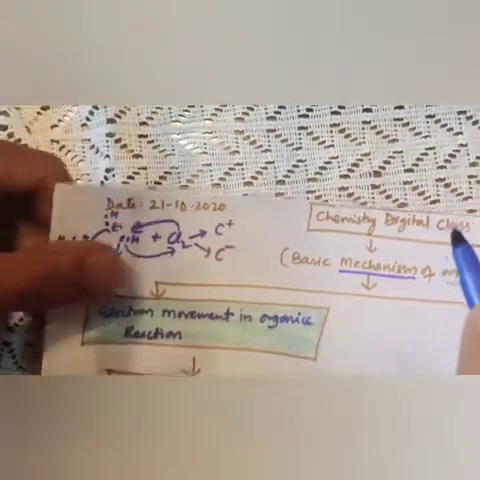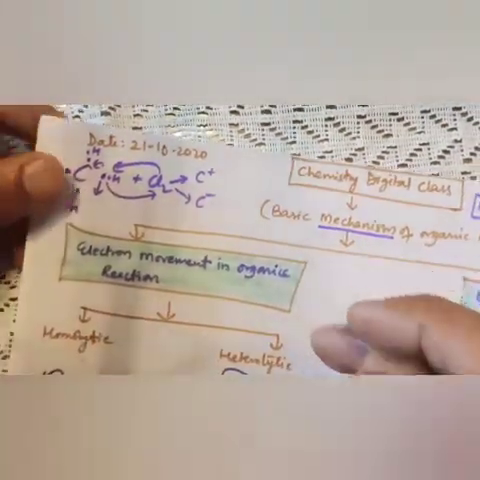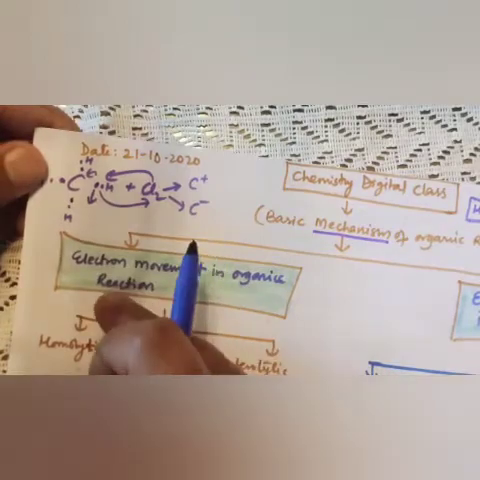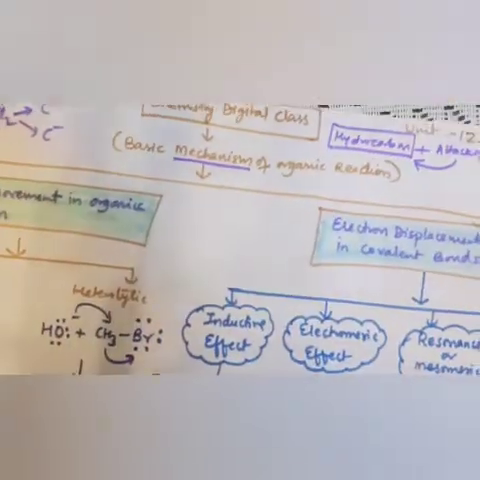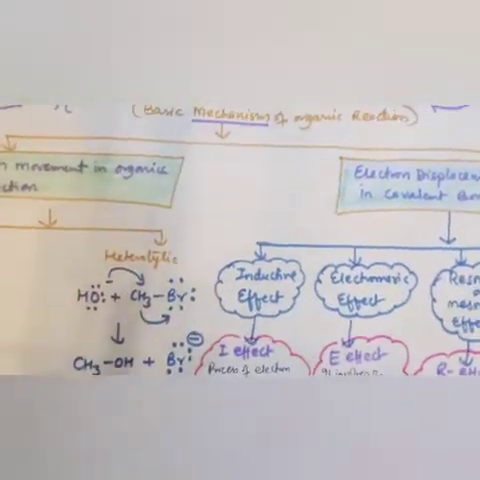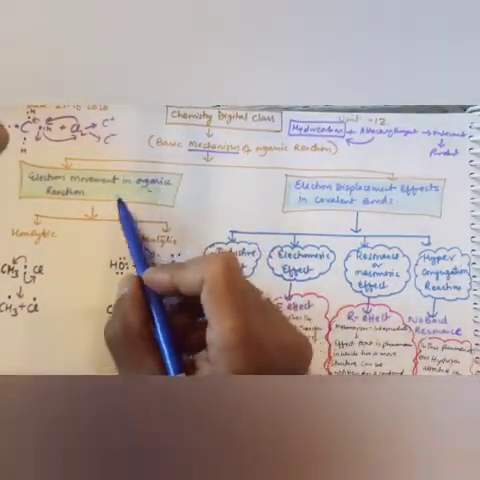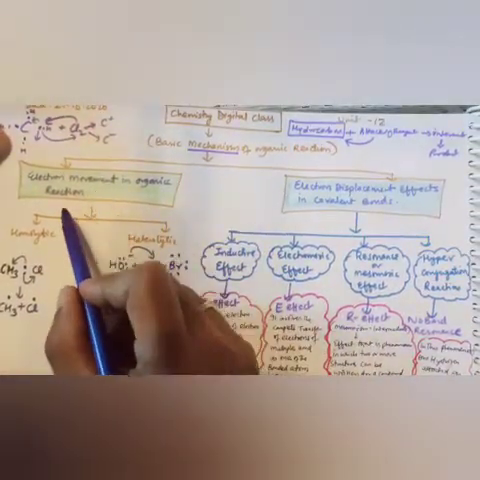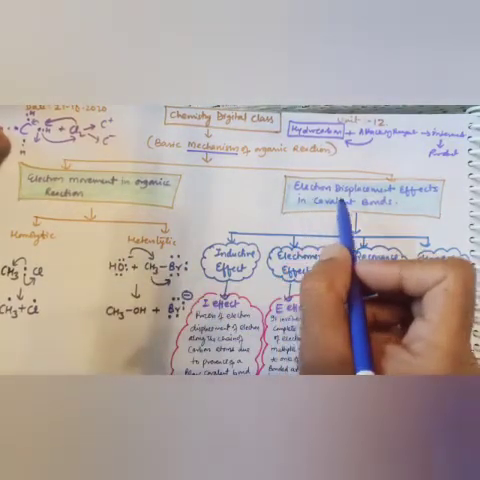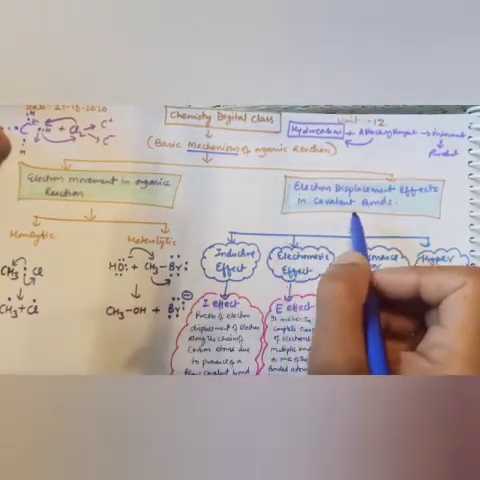So today I'm going to tell you the basic reason for electron displacement. There are two ways by which the electron will displace. First is electron movement in organic reactions. Second is electron displacement effect in a covalent bond.